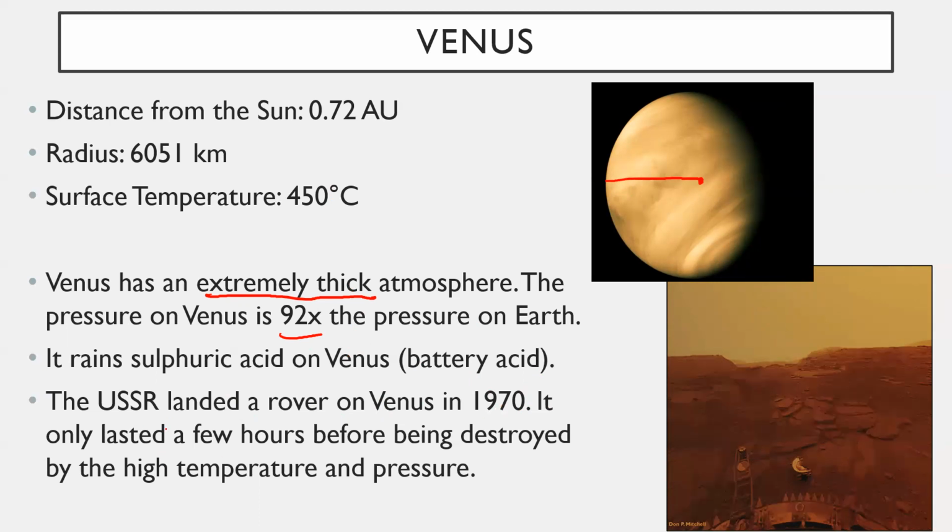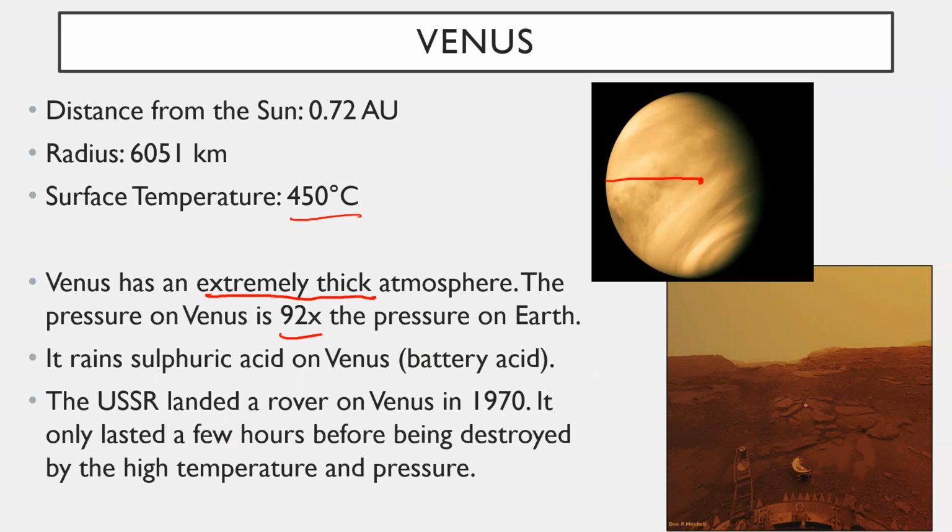Now, the USSR, that's the Soviet Union, they landed a rover on Venus in the year 1970. However, what was interesting about it was it only lasted a few hours before being destroyed, not only by the high temperature, but also the high pressure. They designed it as best they could, and they knew something like this was going to happen, so they thought they'd make it as sturdy as possible.